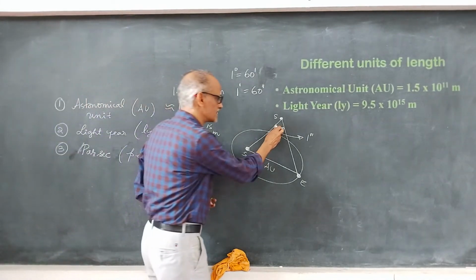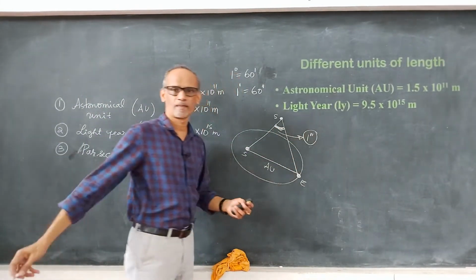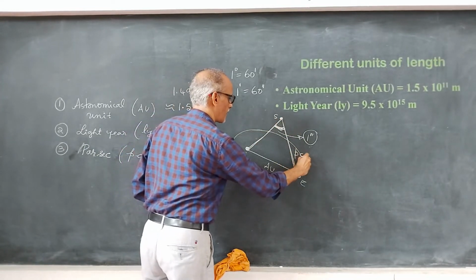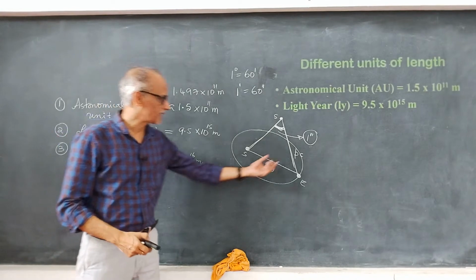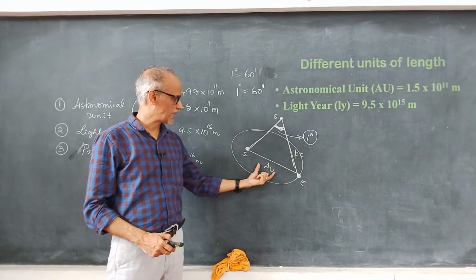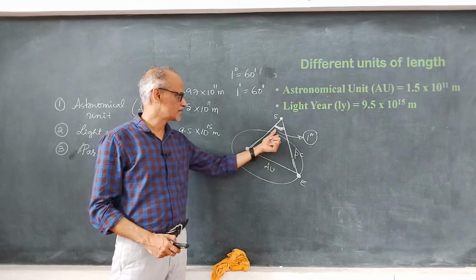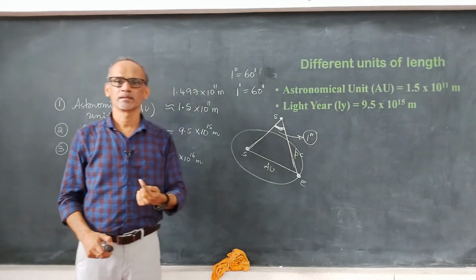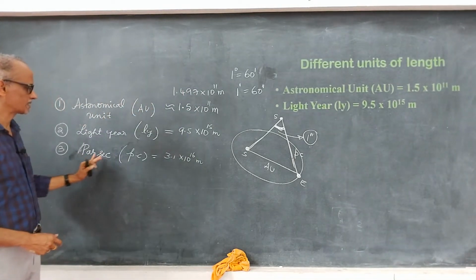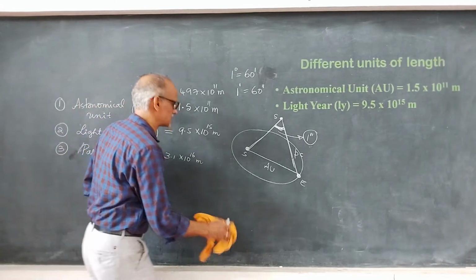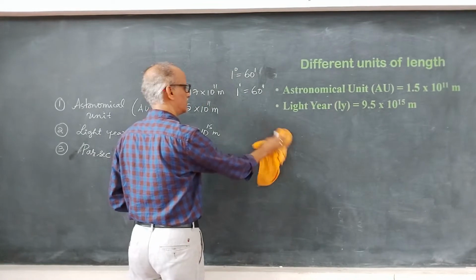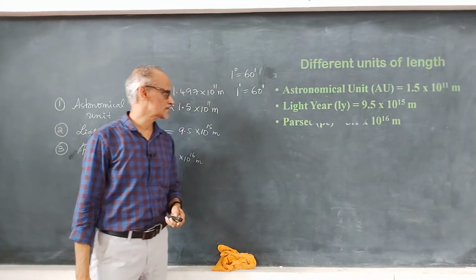So, therefore, if this angle is that 1 second, then this distance is called 1 parsec. So, 1 parsec is nothing but the distance at which 1 astronomical unit forms an angle of 1 second. And what is the value of that parsec? Parsec is equal to 3.1 into 10 to the power 16 meters. So, this is the third unit of distances, which is parsec.